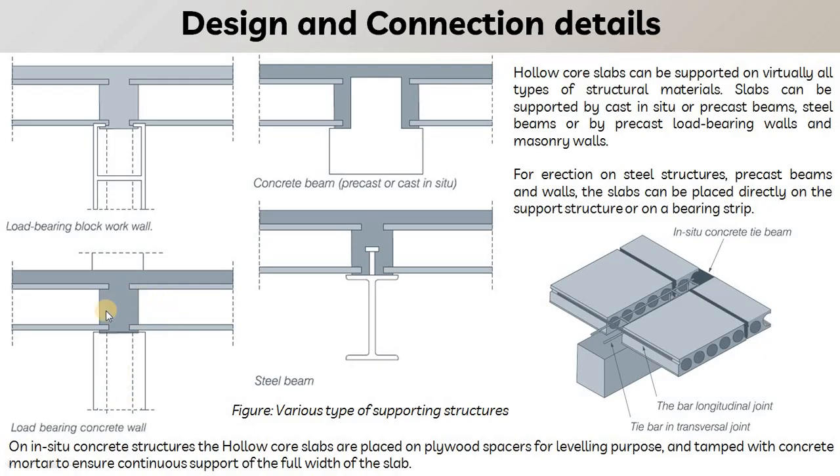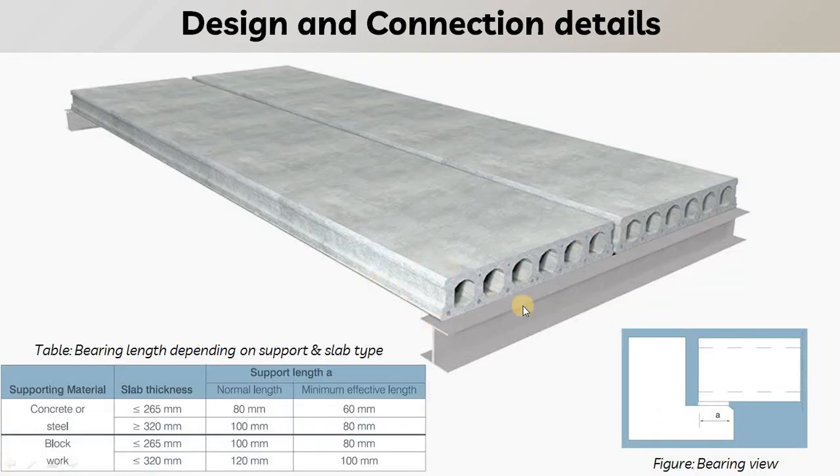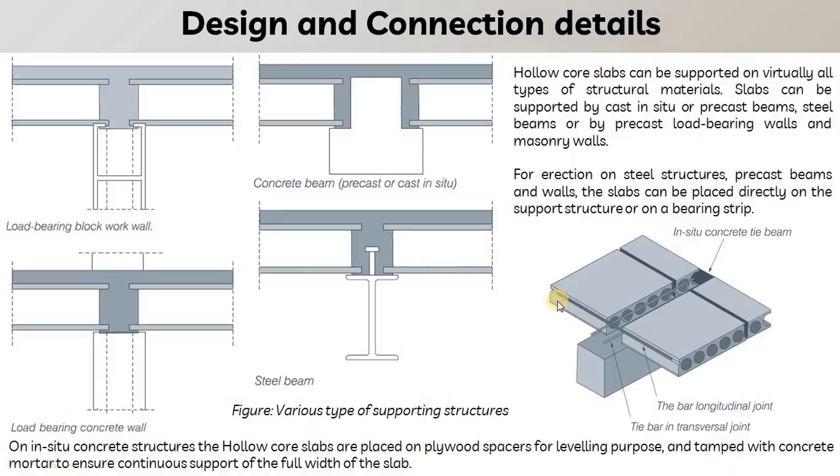Third condition, we have the load bearing wall, the same condition, in which there will be a wall below, then there will be a slab, and there will be a wall above the slab. So this kind of load bearing wall can be used for the connection. And the last we have the steel beam, which we have already seen. So this is the steel beam, and above that the hollow core slabs are laid.